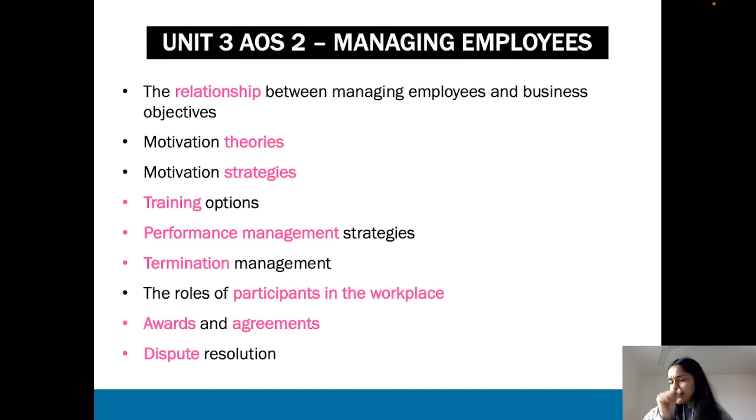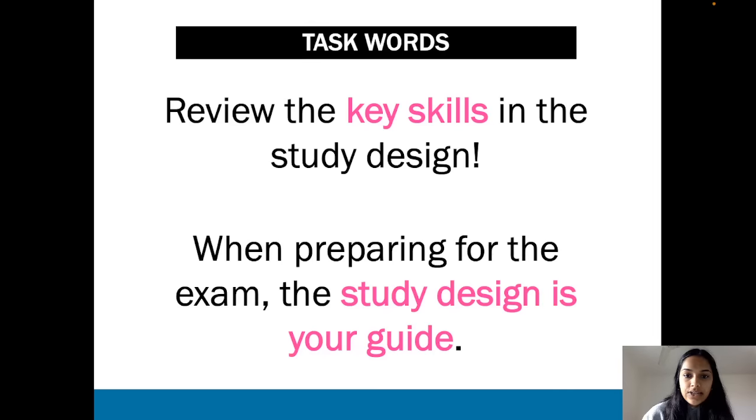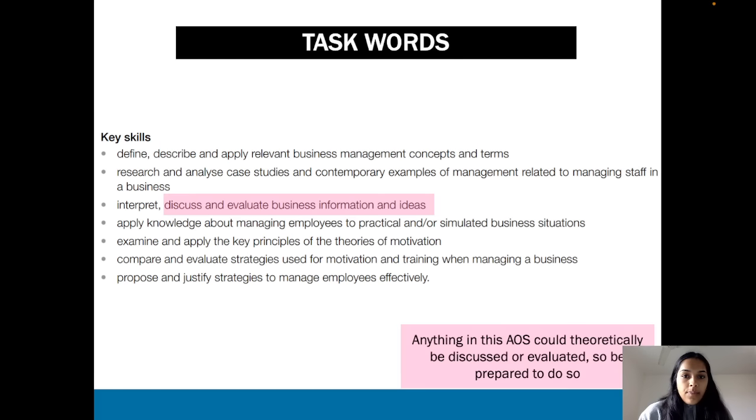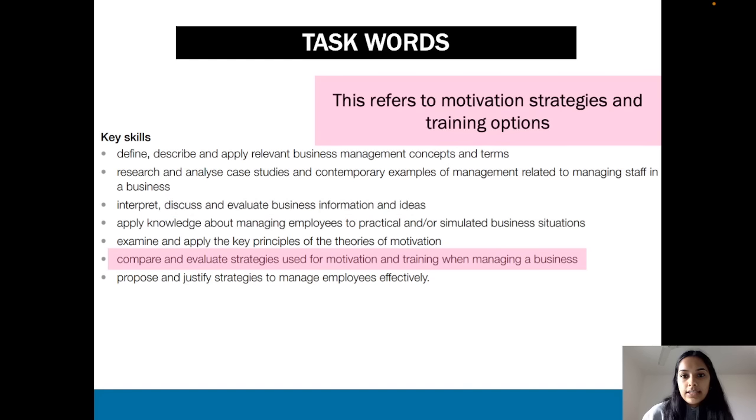All right, so then we have area of study 2 of unit 3, and these are the different things that we'll go over under this area of study. Looking at the key skills in the study design for this one, important to think about your key skills. Remember, you need to discuss and evaluate business information and ideas. Really anything in the area of study could theoretically be discussed or evaluated, so be prepared to do so. With your discuss and evaluate questions, it's important that you're talking about advantages and disadvantages. With evaluate, though, you're going to include that final opinion at the end of your answer, so keep that in mind.